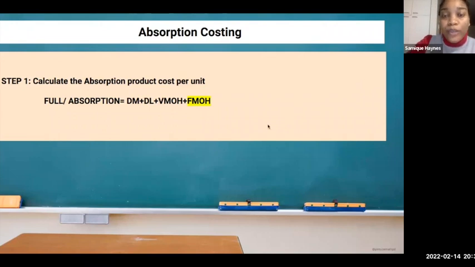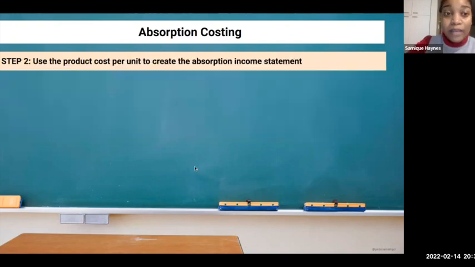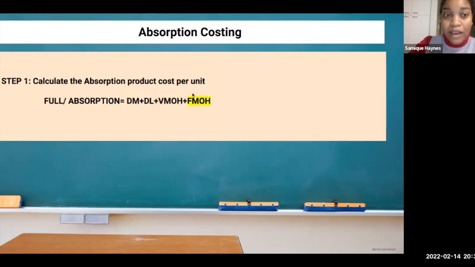So when you're doing absorption costing, the first thing you do is calculate the absorption product cost per unit, and we know how. Direct materials, direct labor, variable manufacturing overhead plus fixed manufacturing overhead. Once we have the product cost per unit, remember, if they didn't give you all of them per unit, you have to divide by the total number of units you produce to find the per unit amount.